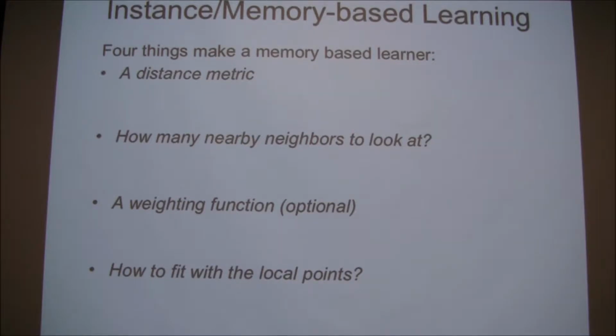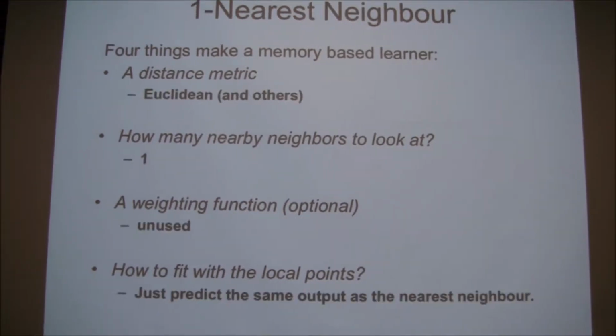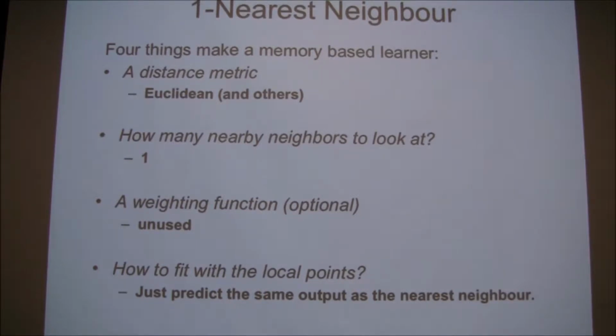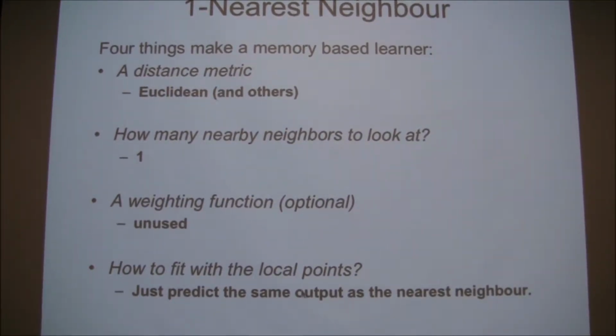What this algorithm does is it maintains a data set, the training data set, and keeps it in memory. You have to say, what distance metric am I searching with? How many neighbors do I find? Do I use a weighting function? And how do I make the fit once I get my neighbors? One nearest neighbor was just use standard Euclidean distance. There is no weighting required, just predict the same output as the nearest neighbor. It's the simplest sort of algorithm.